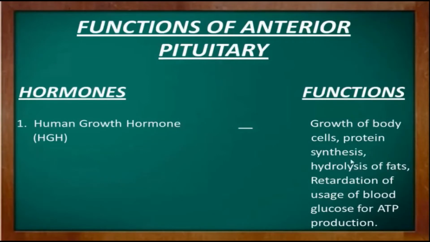Let's see the functions of the anterior pituitary. The first hormone is human growth hormone. Functions: growth of body cells, protein synthesis, hydrolysis of fats, and retardation of usage of blood glucose for ATP production. It promotes the development and enlargement of all tissues of the body, and stimulates the growth of muscles, cartilage and long bones. It controls cell metabolism. Improper secretion of this hormone leads to some diseases.